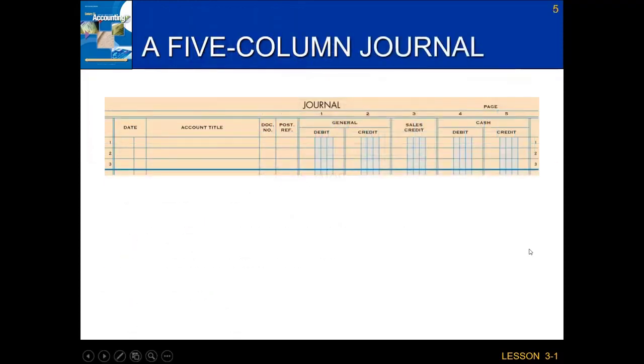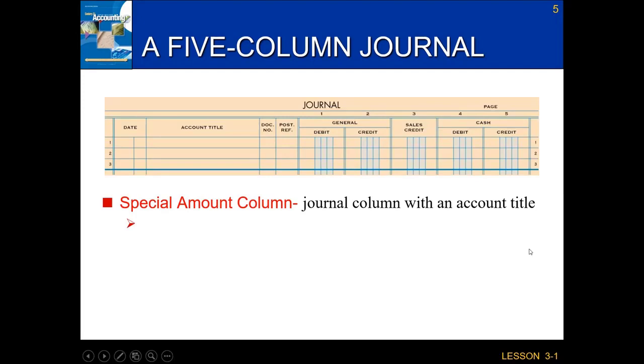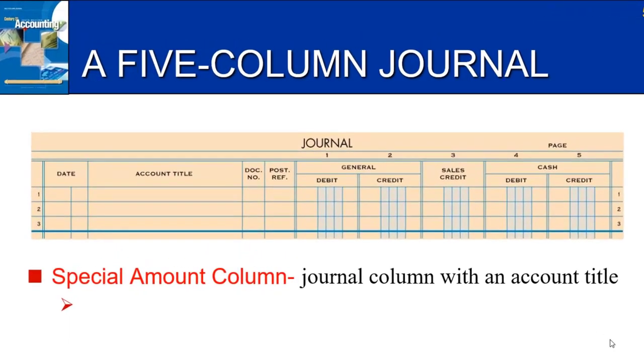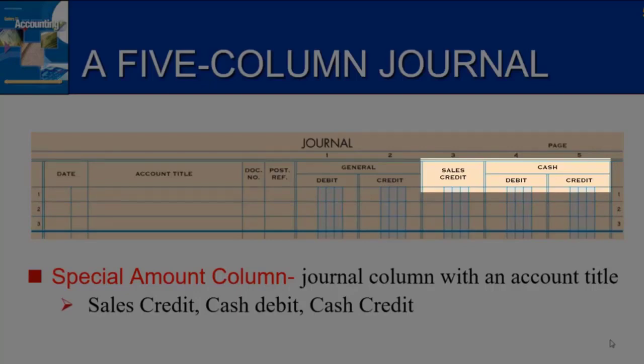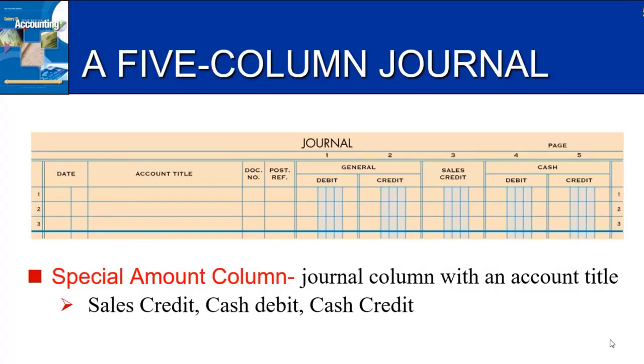So if we take a deeper look at our journal, it does have a couple of special things about it. The first is that it's organized by special amount columns, which are journal columns that use an account title for the name. If we look at this journal, we'll see that there is a specific column called sales credit, and the account title here is sales. There is a specific column with the title cash, both for debit and credit. So these are special amount columns, and they're special because they have that account title in the name. And the reason we have these is because sales and cash are both used very, very frequently in our transactions. And I'd like you to note that there is no sales debit column because sales is never ever going to be a debit. It's always going to be a credit.